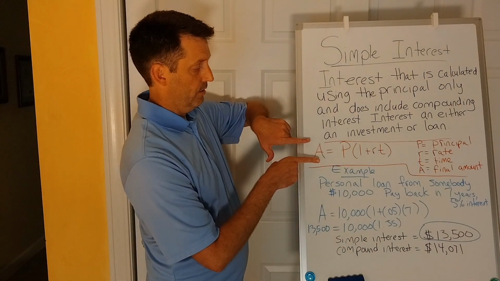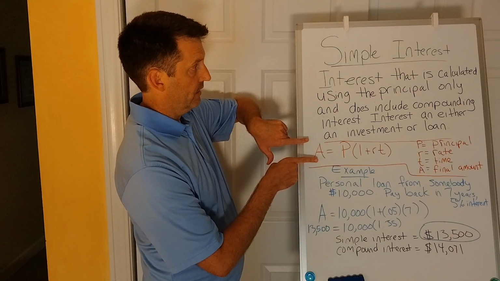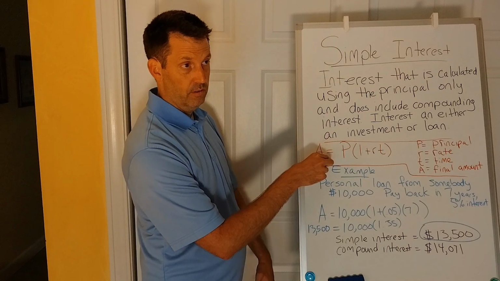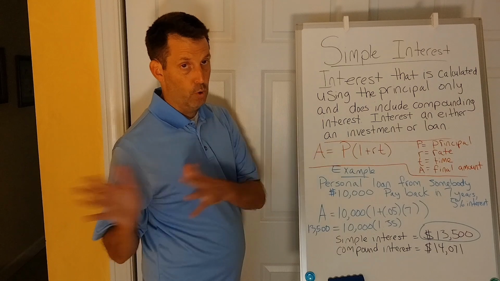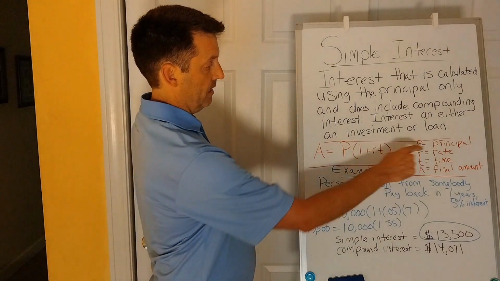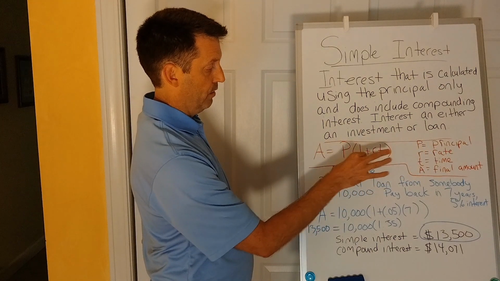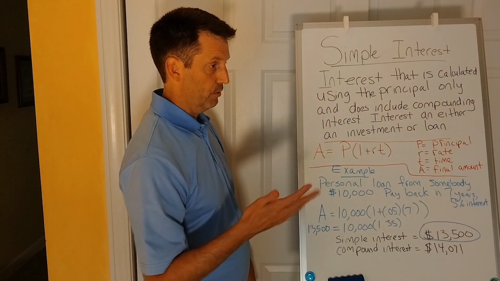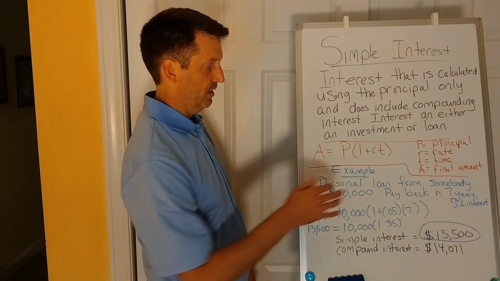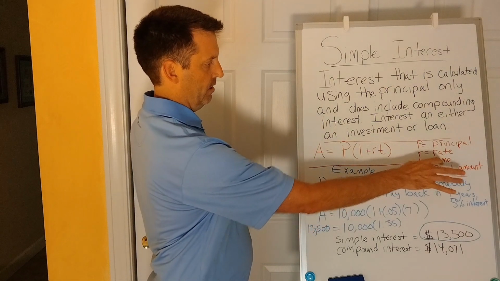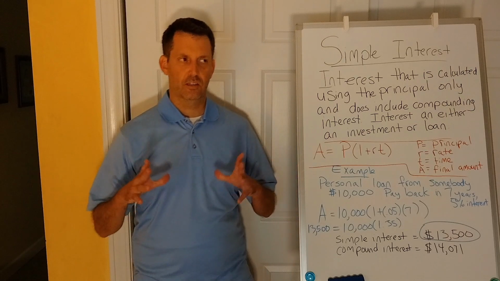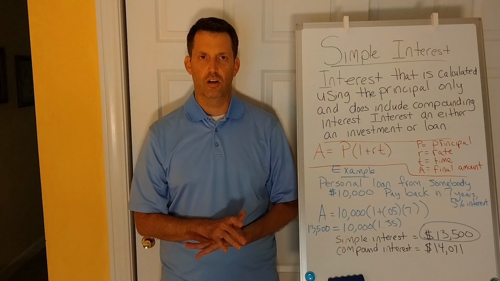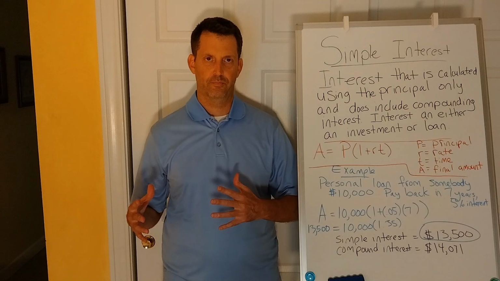This is the formula that's used for finding simple interest. A is the amount that you're going to owe at the end of the time. P is the principal, the money you start with. R is the interest rate we're talking about with the loan or the investment. And T is time. It could be monthly or annually, but for this example, we're just going to talk about time in terms of years.